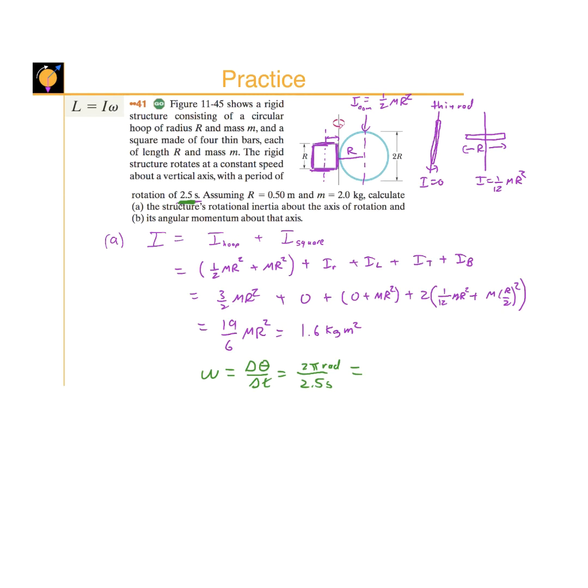so that's going to be our angular velocity, well, we'll just leave it like that for now. So now from that we can calculate our angular momentum, right? Angular momentum L is going to be I times omega. So I plug in my value for I, plug in my value for omega, and I get approximately 4.0 kilograms meter squared per second.